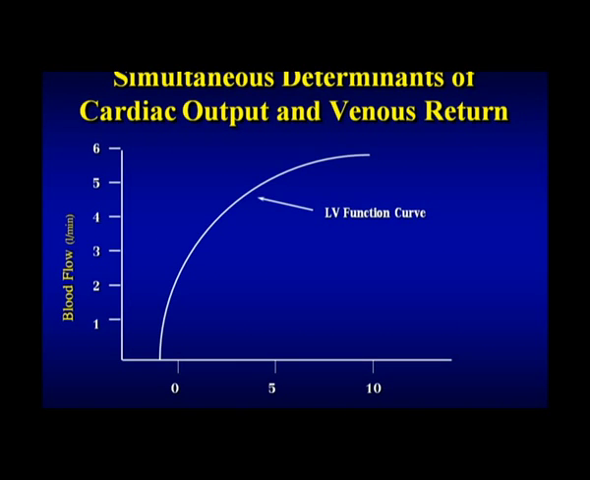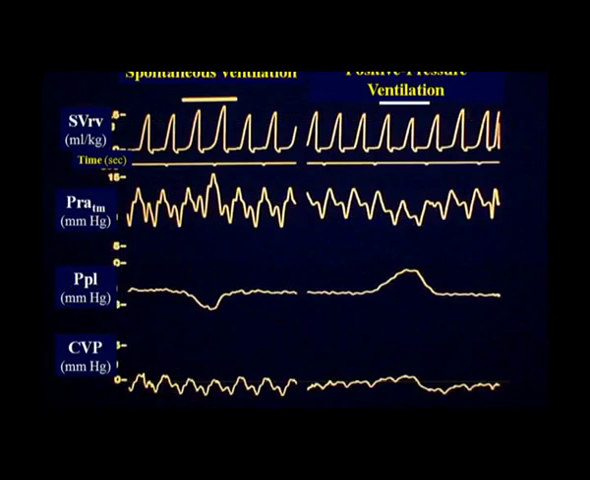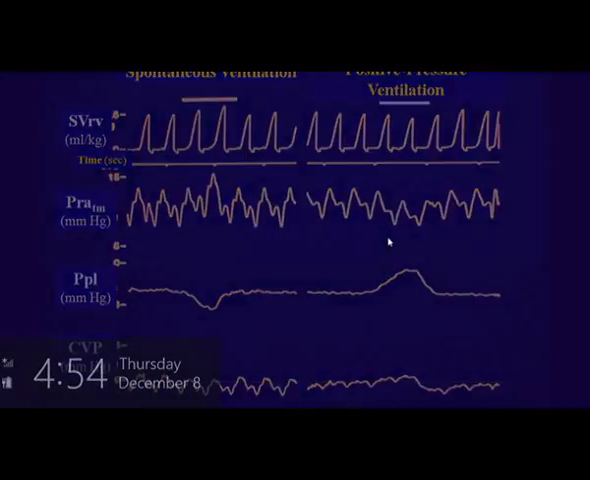And you've seen this normal ventricular function curve, and Shelley showed you the venous return curve in his lecture. You and I have an equilibrium point. So you can see that with spontaneous breathing, as pleural pressure falls, CVP goes down, filling the ventricle more, and right ventricular stroke volume goes up. The opposite occurs with positive pressure breathing.